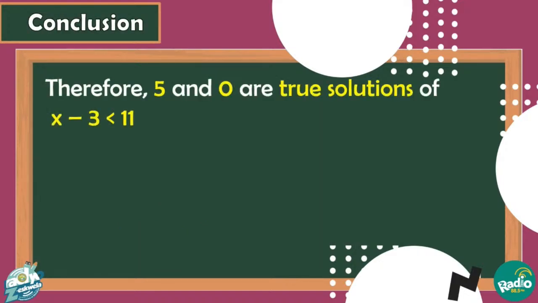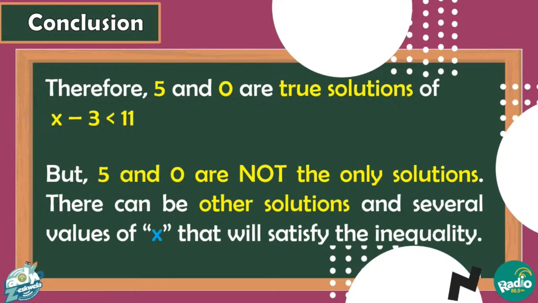Therefore, 5 and 0 are true solutions of x minus 3 lesser than 11. But 5 and 0 are not the only solutions. There can be other solutions and several values of x that will satisfy the inequality. Take note of that, students.